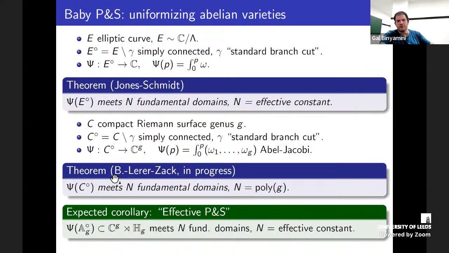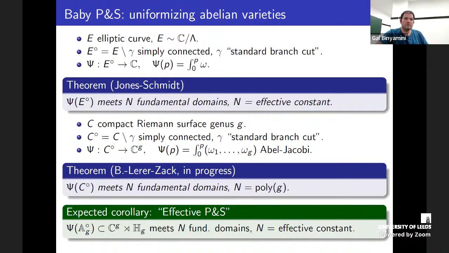There are many steps to go from this to this, because this is only about compact Riemann surfaces, and this is about general abelian varieties. So there's some extra work, but this is the direction, and the hope is to get some kind of more effective version of this Peterzil-Starchenko result.